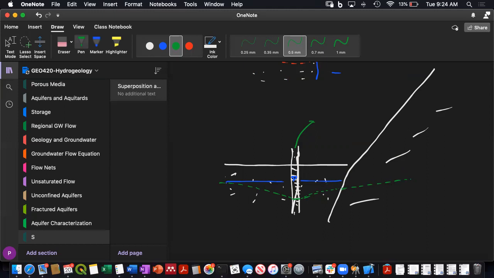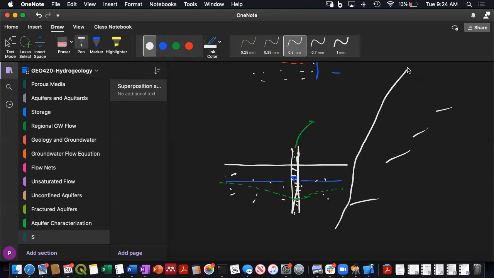And what I do know is that I cannot pump water across this mountain block. It's an impermeable boundary. And so what I know is that at this level, what does the hydraulic gradient have to be so that no water flows across here?